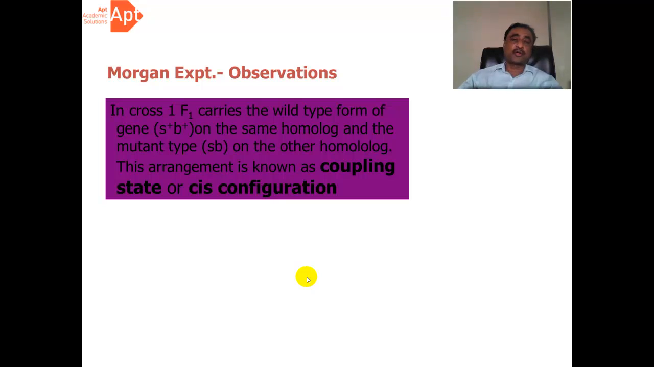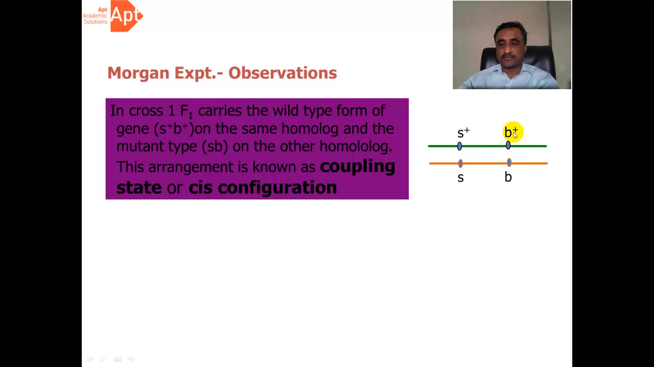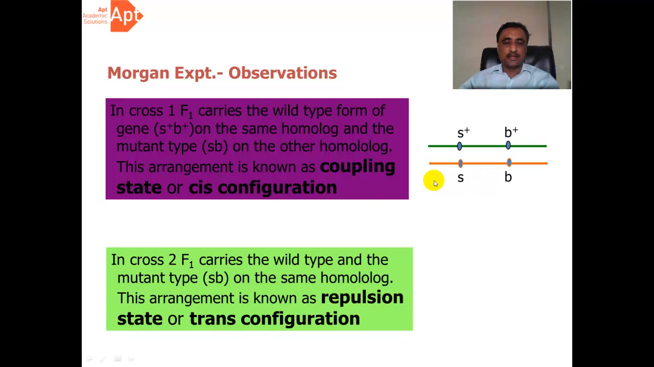So what were Morgan's observations? In cross 1, F1 carries the wild type forms on the same homologue, right? And this is called coupling or cis configuration. That means whenever in a chromosome both dominant genes are present on one and both recessive are present on the other, this is what we call coupling. As you can see there, both dominants are here and both recessives are there. Now in cross two, there is one dominant, one recessive on one chromosome, and one recessive, one dominant on the other. If this is the condition, we call it a trans configuration. So these two configurations came into existence, right?